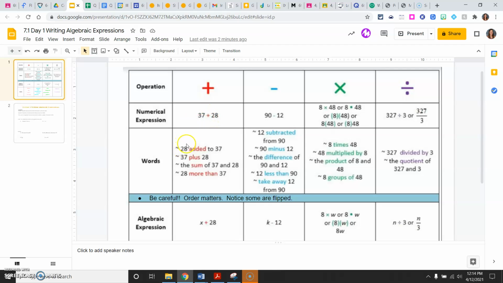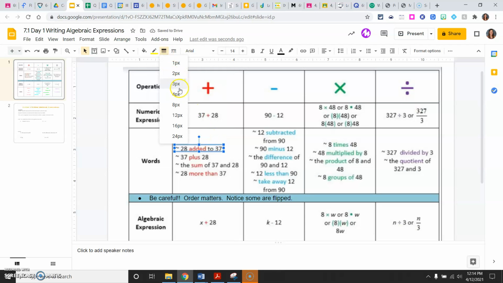So 28 added to 37, 37 plus 28, the sum of 37 and 28, and 28 more than 37. So just really quickly, there are a couple of things that I want to point out to you. I'm going to put a shape around this one, and I'm also going to highlight it and make it thick. Sorry about that. And then I'm also going to do the same thing down here. So you might be like, Mrs. Dunn, why are you doing that?